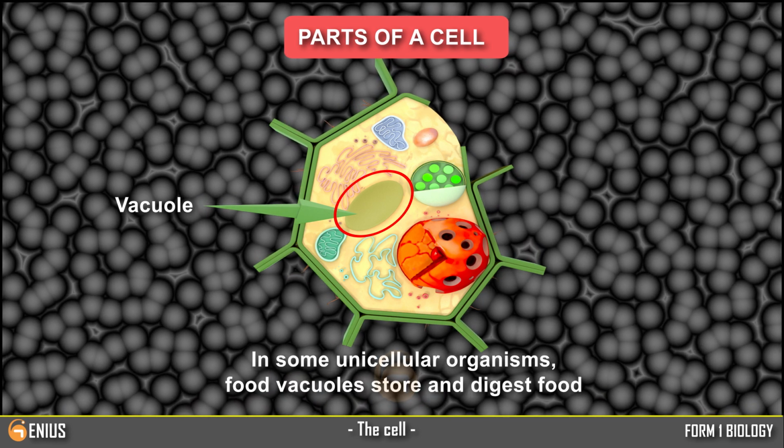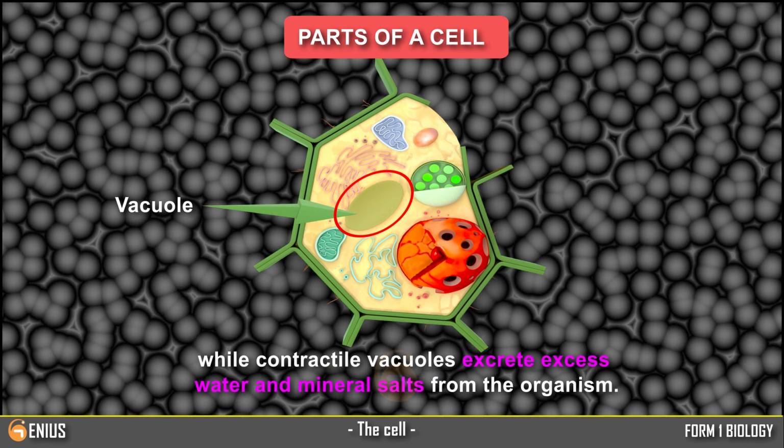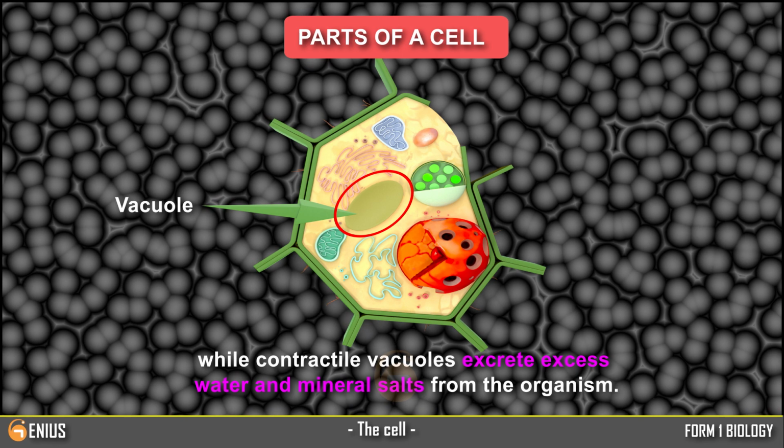In some unicellular organisms, food vacuoles store and digest food, while contractile vacuoles excrete excess water and mineral salts from the organism.